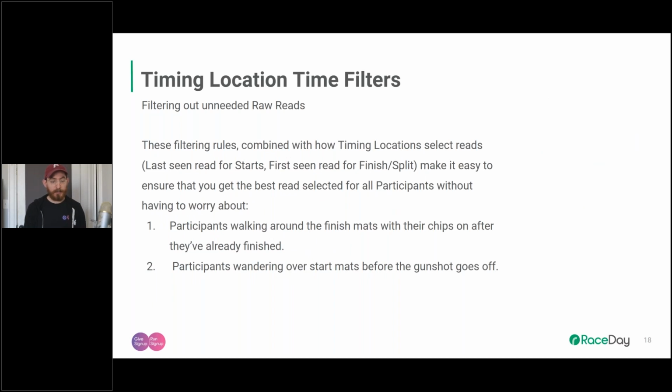So these filtering rules, combined with how timing locations select reads, that is the last seen read for starts and the first seen read for finish and split locations, make it easy to ensure that you get the best read selected for all participants without having to worry about participants walking around finish mats with chips on after they've already finished, and participants wandering over start mats before the gunshot goes off. So that's kind of how we manage the read selection with streams and timing locations. It's really all based on the timing locations.